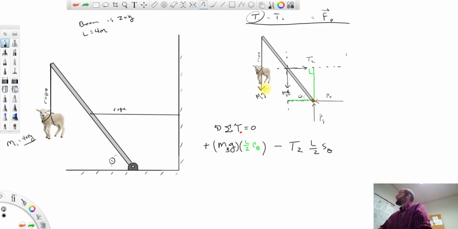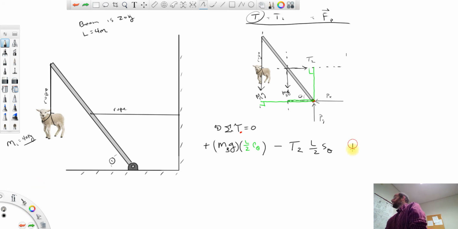All right, next force, the mg. For the lamb, the mg acts all along this line. The distance we need, again I'll do this in green, is from here to here. It's got to make a right angle to the line of action. And from this right triangle, that distance is L cosine theta.